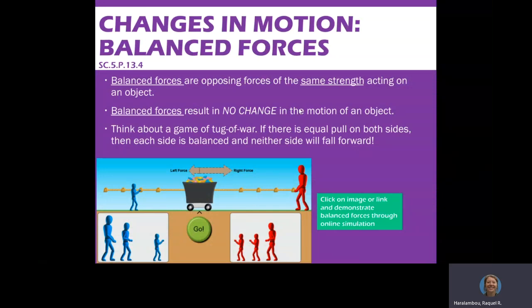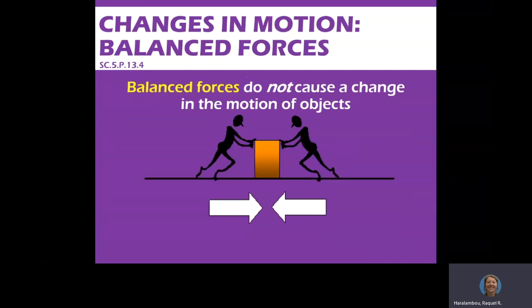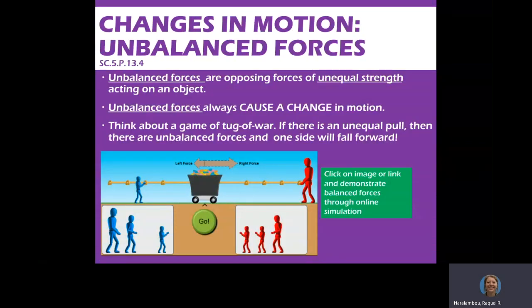So we've talked about balanced forces. The same strength acting on an object, balanced forces result in no change whatsoever. So if I'm pushing up against something and nothing is moving, that is a balanced force. I have the same amount of force pushing on one side as I do on the other side, meaning that nothing is going to happen. Balanced force equals no motion. So what would cause motion? Unbalanced forces, meaning that I have something bigger on one side pushing on something smaller on the other side, meaning that something is going to move, something is going to happen.